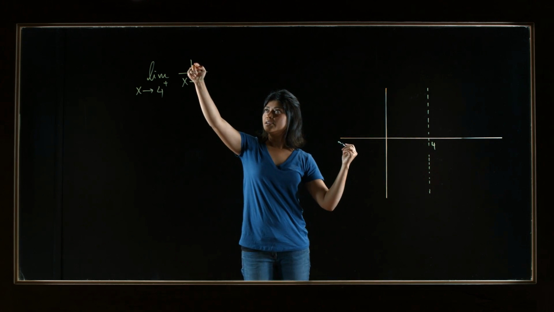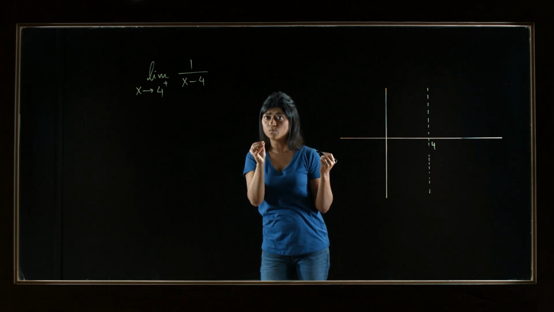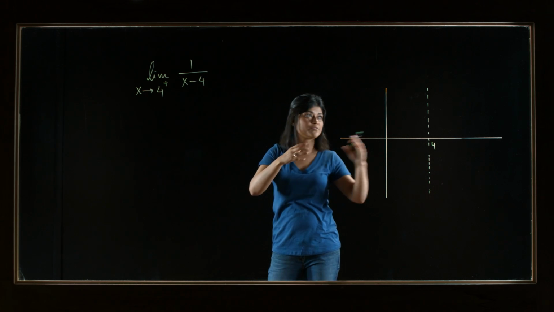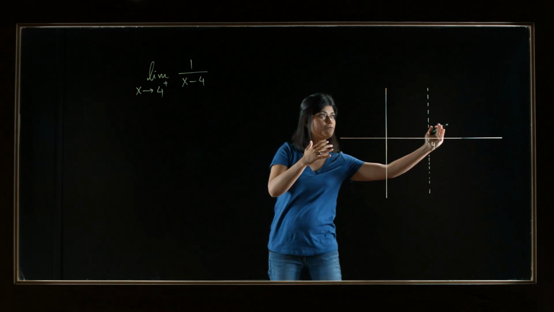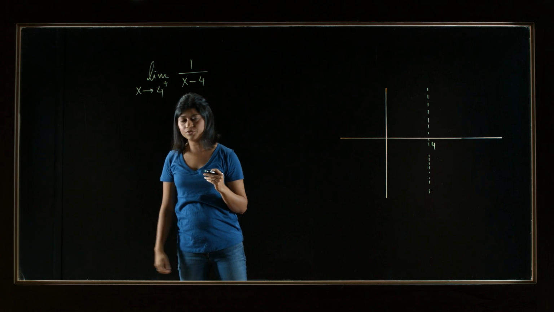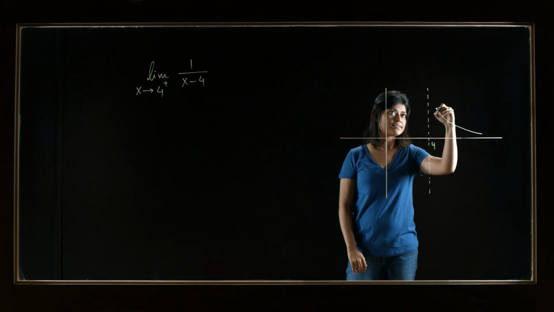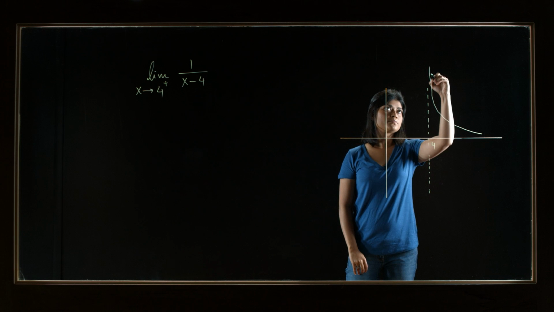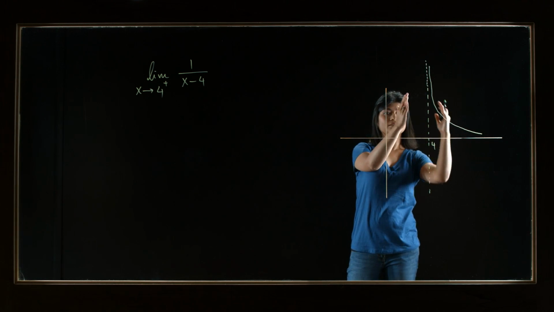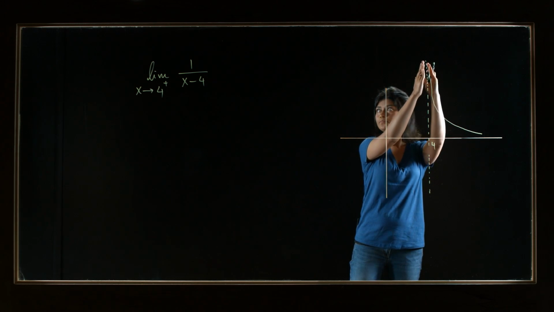What's happening is that the denominator is getting very small. So 1 over the denominator, 1 over a small value, is very large, right? So the function is increasing here, and you can see that from your graphing utility as well. The function will be increasing as x is approaching 4, and it's increasing and getting close to this vertical line.